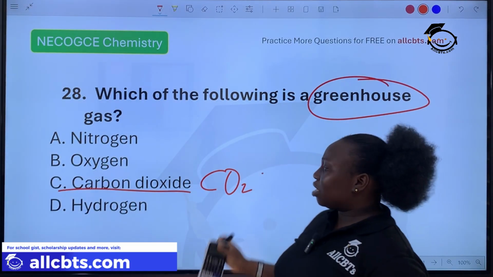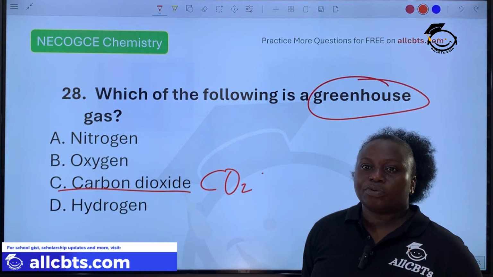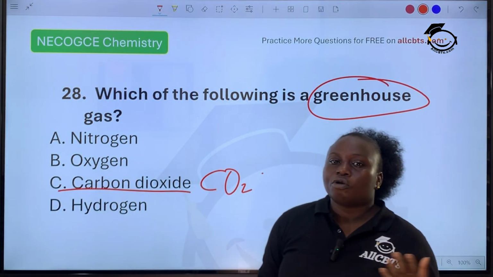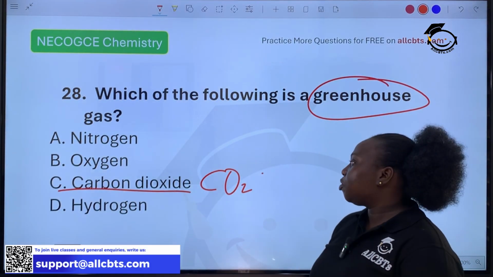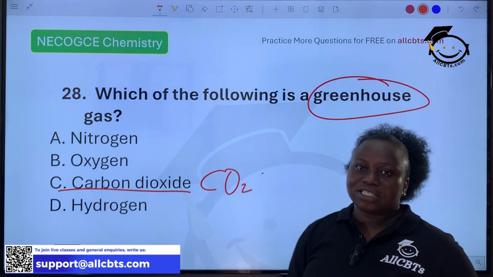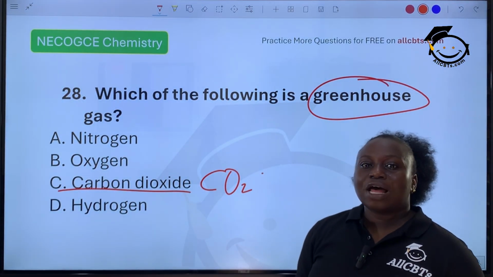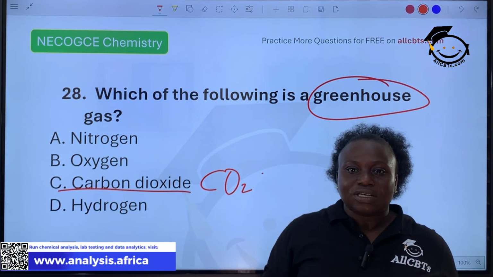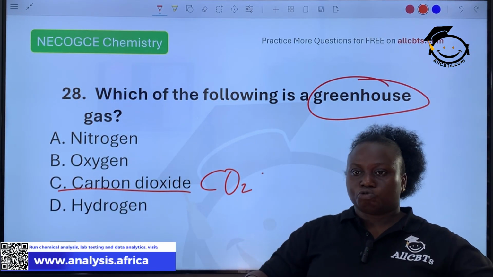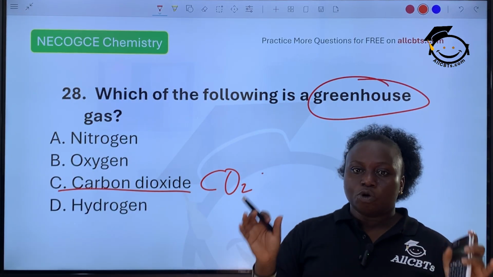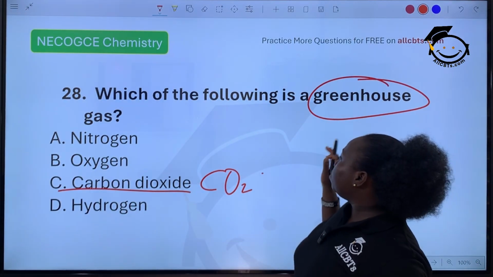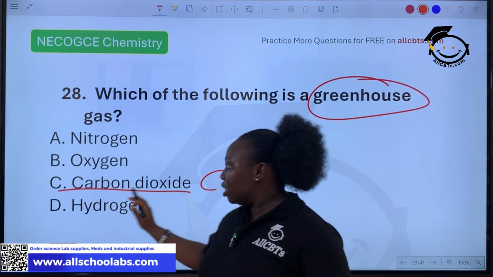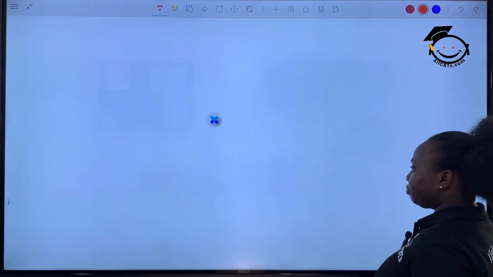When the CO2 comes out, and you are in a hold-up for long, you notice that the place is unnecessarily hot. That's because CO2 traps heat. So the more CO2 is in the atmosphere, the hotter or warmer that place will be. That is why we call them greenhouse gases. Our answer here is option C, carbon dioxide.